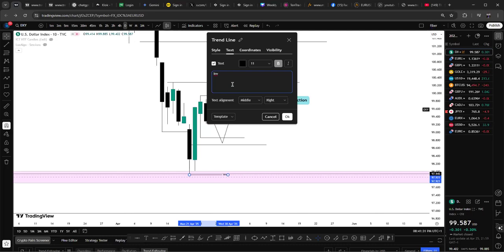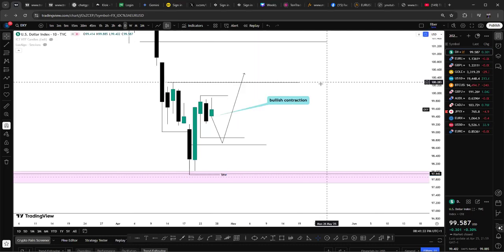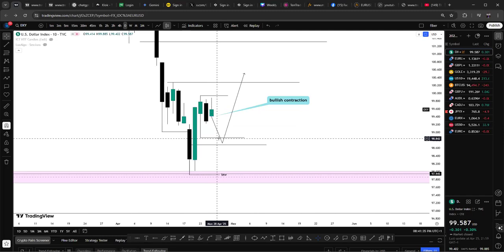So when you have your invalidation on the daily, it doesn't mean price cannot still sell maybe 1 day or two before moving higher. But you have your invalidation.